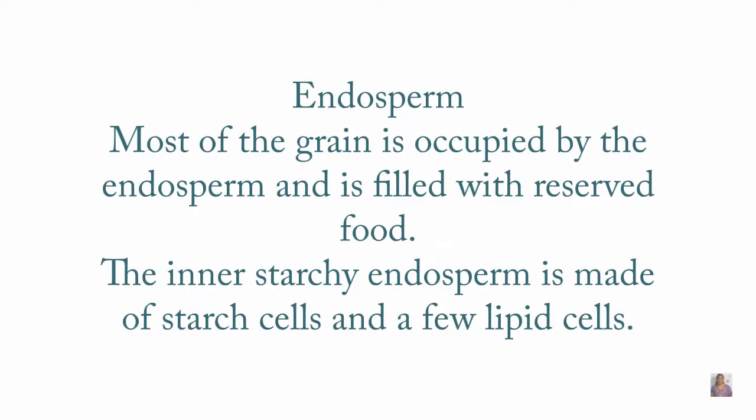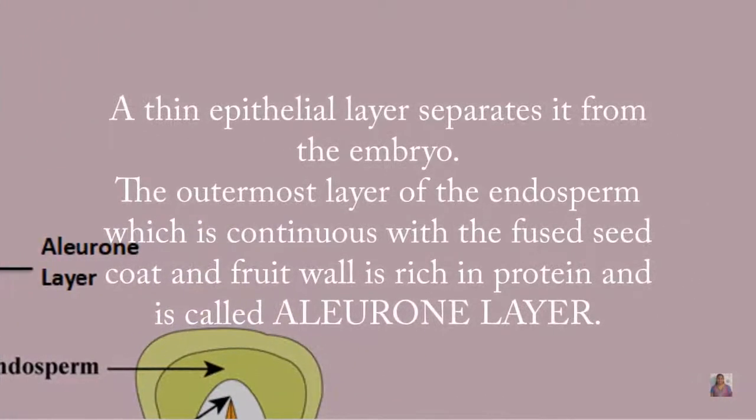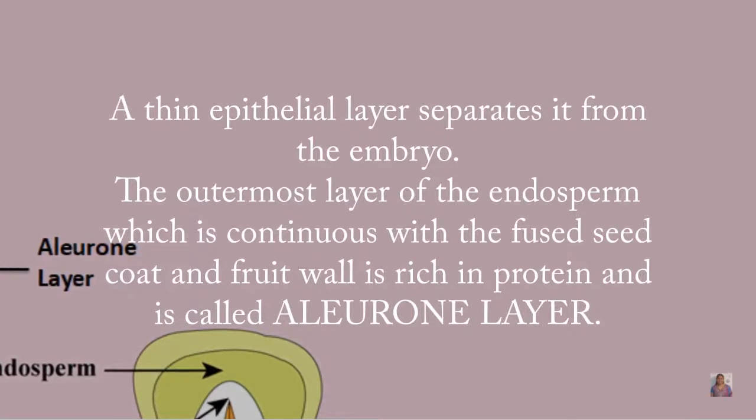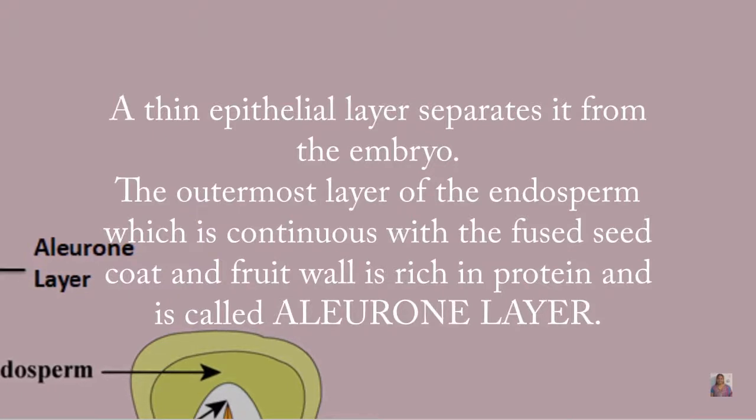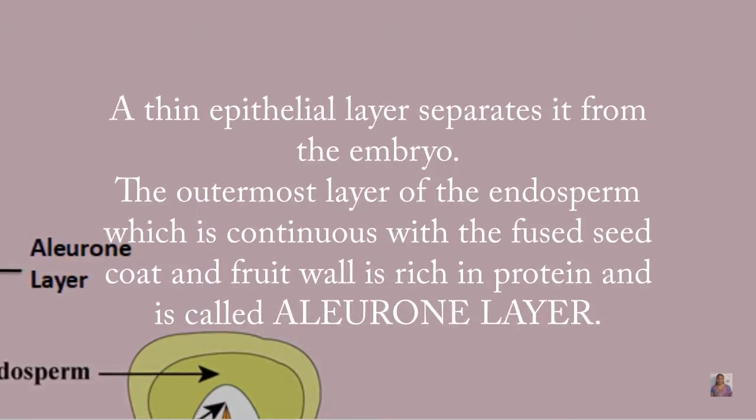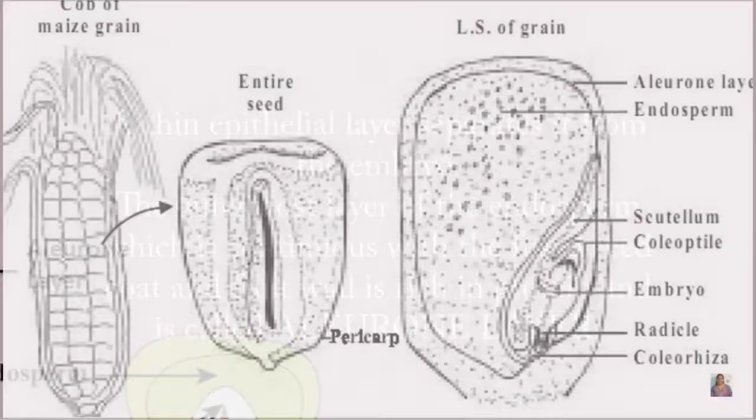The inner starchy endosperm is made up of starch and a few lipid cells. The endosperm and the embryo are separated by a thin epithelial layer called the aleurone layer. This layer is fused with the seed coat and the fruit wall, and it is also rich in protein.